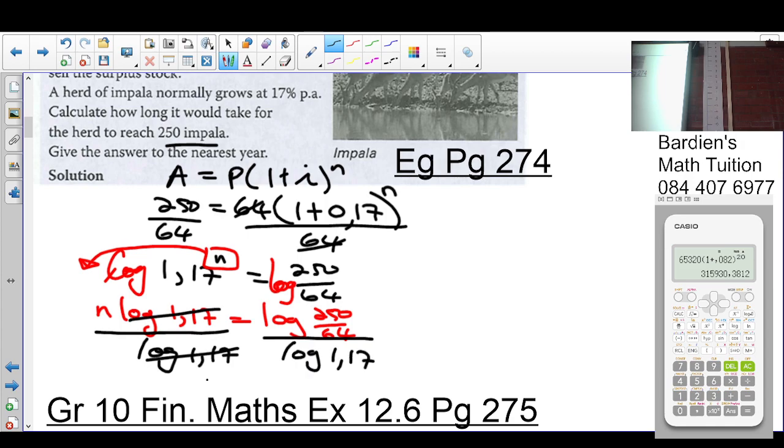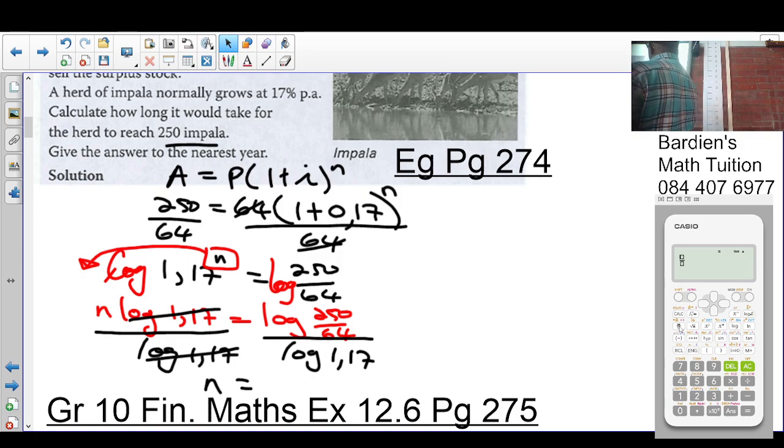That cancels. So n is equal to, how do we put it on the calculator? Fraction, log 250 over 64, and that's over log 1.17. Gives us 8.67 years.